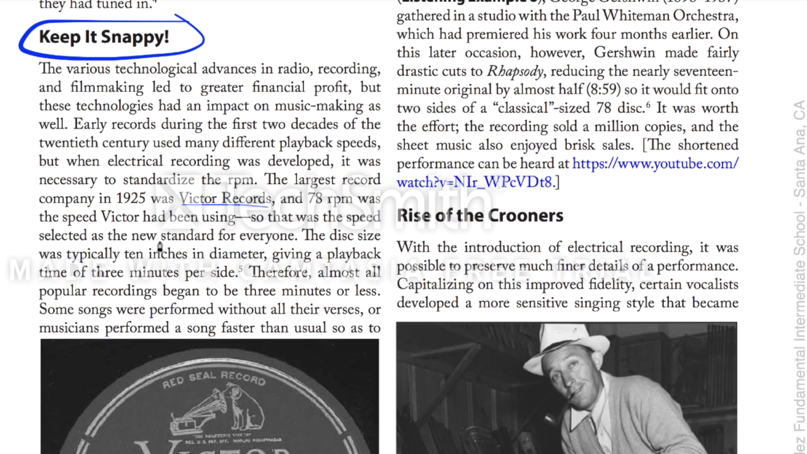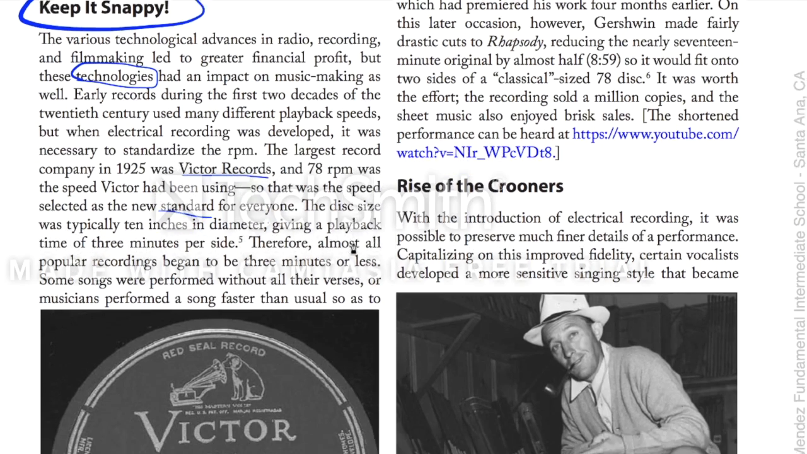So now we have standardization. Since everyone's listening to music through technology, we need to have something standard that everybody can use no matter what. And just because this company happened to be the biggest and was creating the most records, and because they had 78 RPM, all the other companies were like, all right, we'll do ours in 78 RPM too. The disc size was typically 10 inches in diameter.